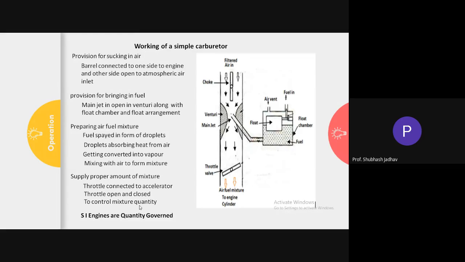And therefore the engines are called quantity governed. And SI engines are quantity governed engines.